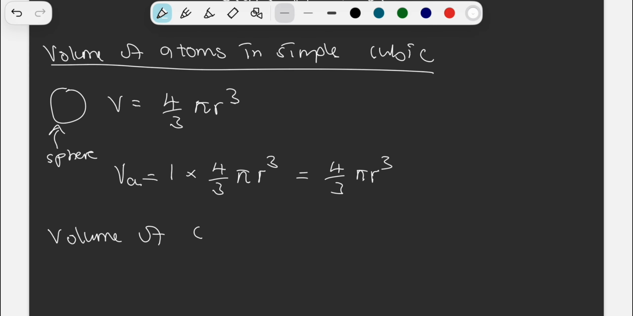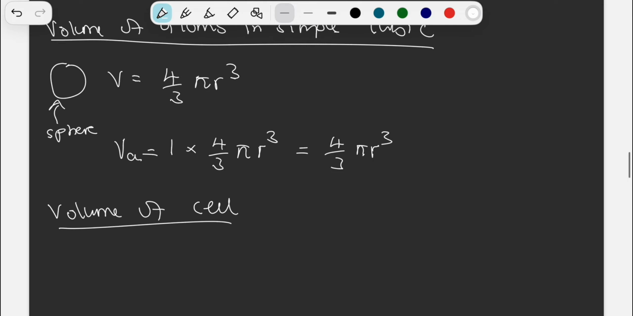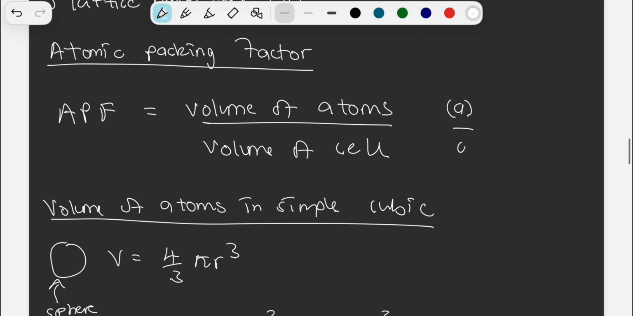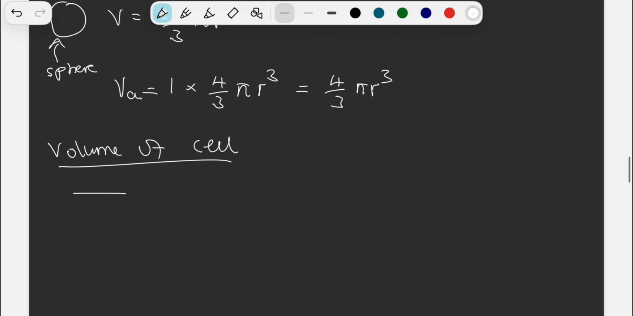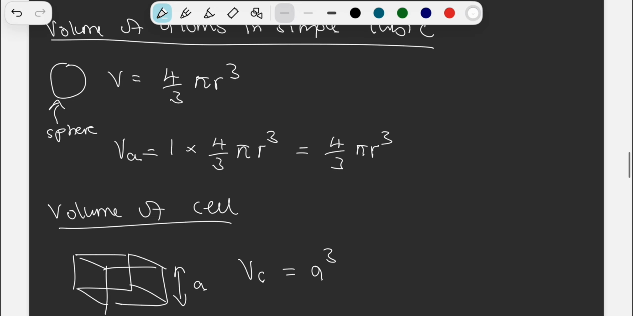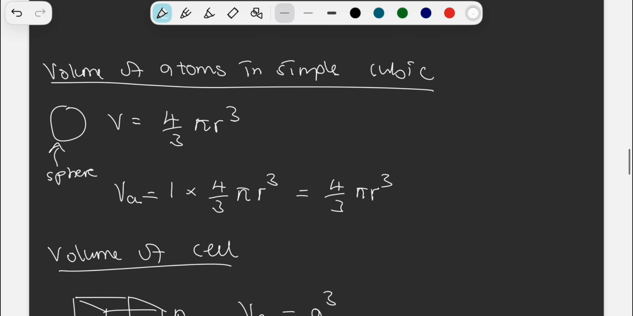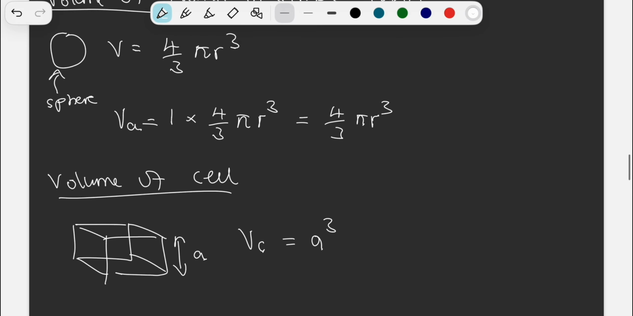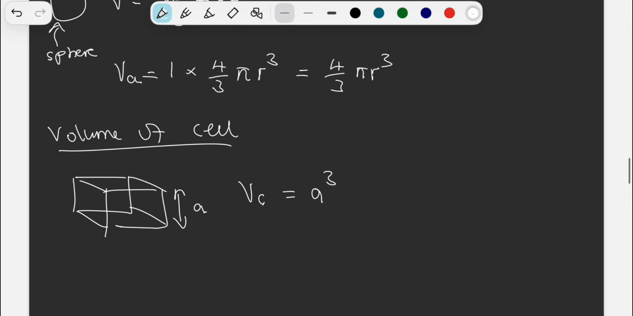Then there's the cell itself as a whole. The cell is a cube, like so. It has this parameter A over here, so its volume VC is A cubed. In most of these cases, you're going to end up with the volume of atoms in terms of R, and the volume of cells in terms of A. You want to find the relationship between A and R for every scenario.